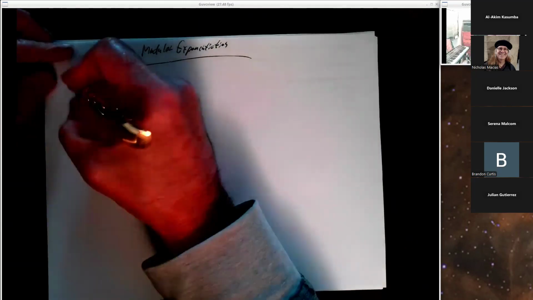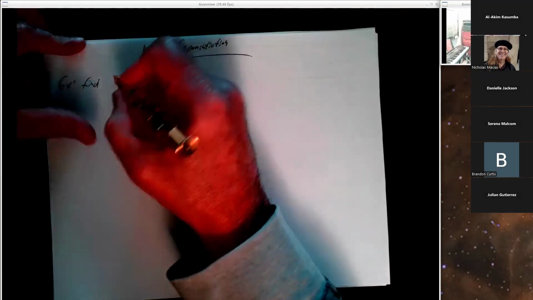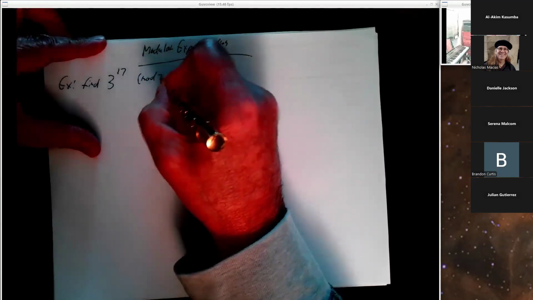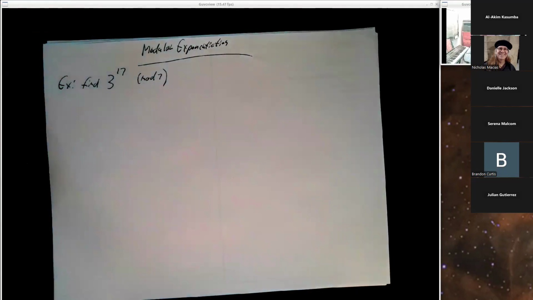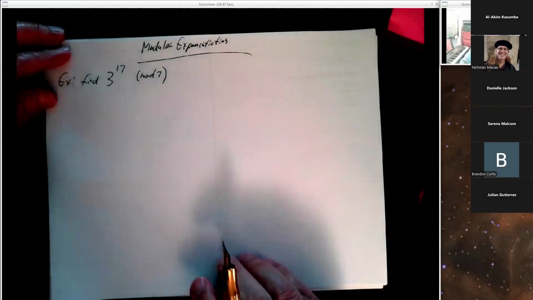So let's do an example. Find 3 to the 17th modulo 7. Now we know we can take 3 and multiply by itself 17 times and keep reducing mod 7. But that's going to take us 16 or 17 operations. We can do a lot better. So here's how this algorithm works.